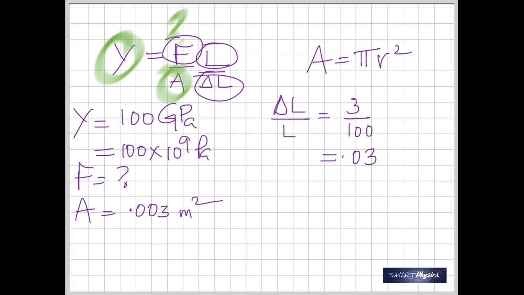And then when you plug it back in here, you have to be careful. Are you going to plug it in as 0.03? No. I've seen several students do that. What are you going to plug it in as? 100 divided by 3, 33.3. Correct. Or 1 divided by 0.03.